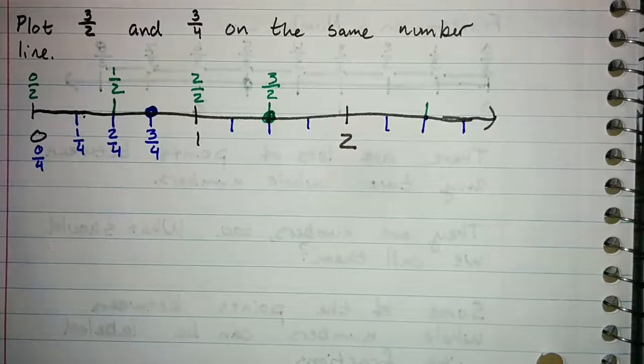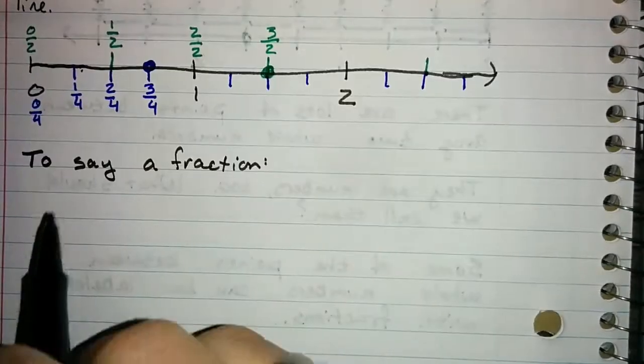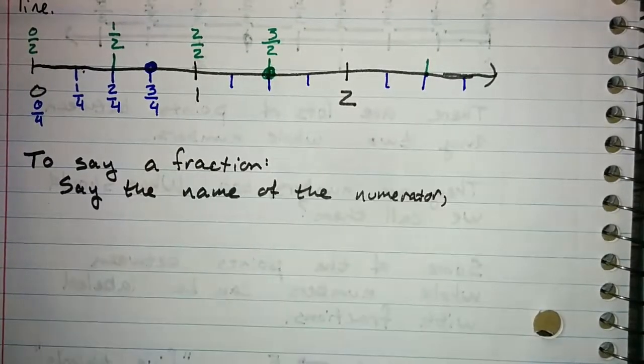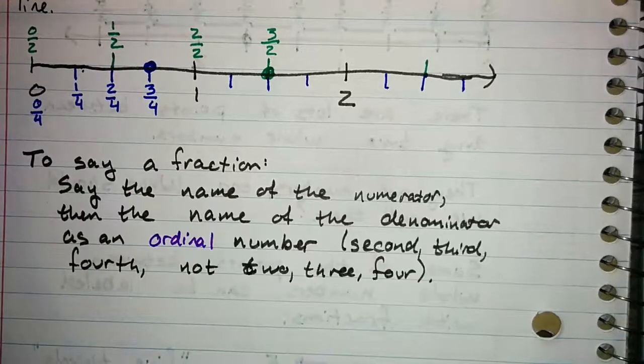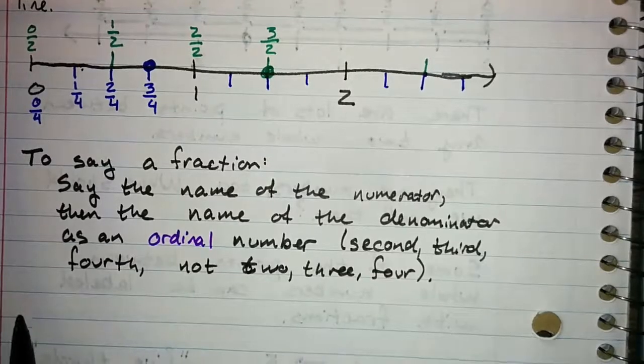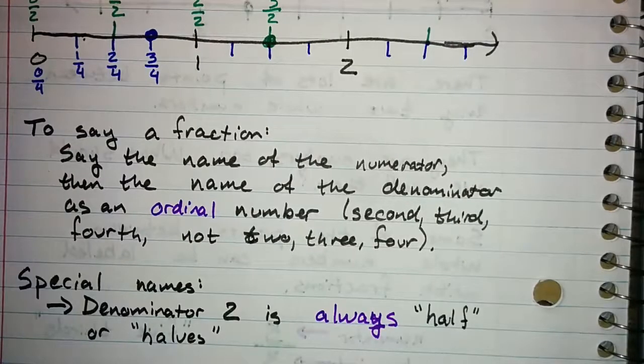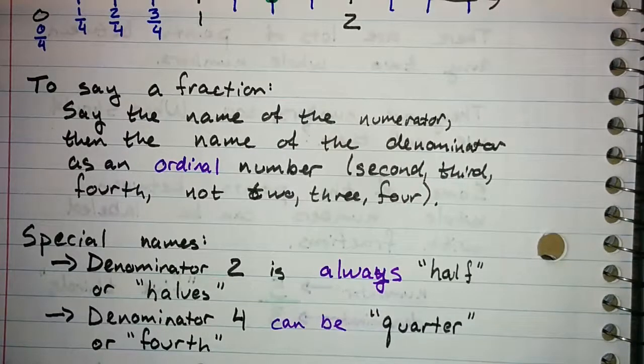Now there's something I want you to notice about how we say fractions. First we say the name of the numerator, and then we say the name of the denominator, but as what's called an ordinal number. So second, third, fourth, not 2, 3, 4. There are a couple of denominators with special names. Denominator 2 is always half or halves, never second. Denominator 4 can be read as quarter or as fourth, and you'll hear me do both.